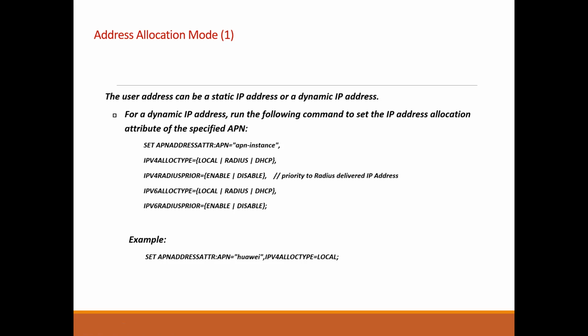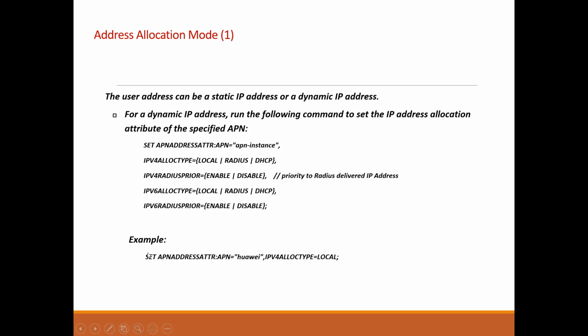Then you have some optional parameters as well, like the IPv4 radius priority being enabled, where you give priority to the radius-delivered IP address. For example, you have the local IP address as well, and you have the radius. In this case, you can specify that the radius provided IP is going to take priority in case both local and radius are available.